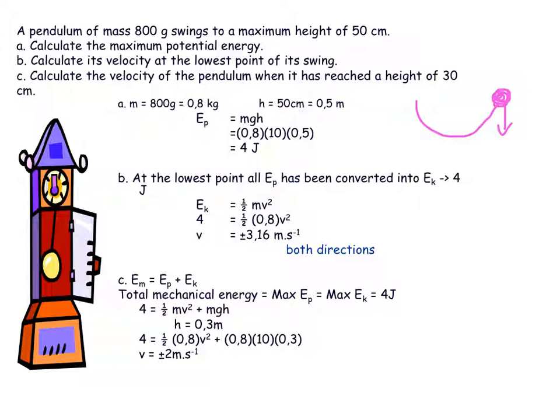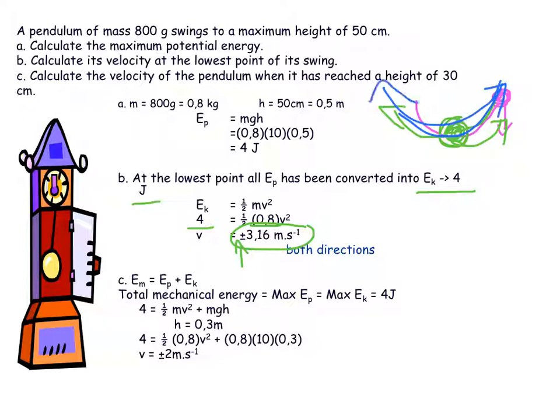Now, as it comes down and swings through the bottom over there, all of that potential energy becomes kinetic energy. So the kinetic energy will be 4 joules. The mass is 0,8. Half mv squared, you square root, and you've got plus minus 3,16 meters per second. What does that plus minus mean? It means that it could either be going up towards the right or up towards the left as it moves backwards and forwards.